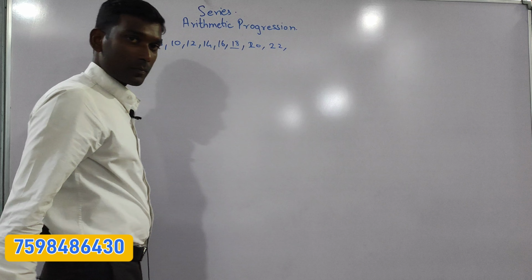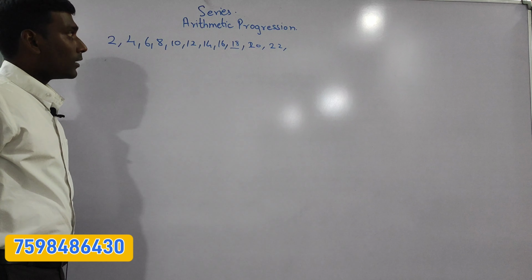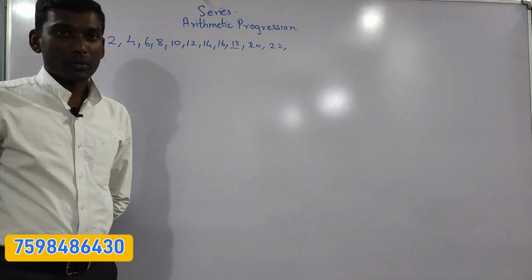Suppose if I write a number 2, 4, 6, 8, 10, 12, 14, 16, immediately in your mind you can say the next number will be 18, next number will be 20, next number will be 22, and so on, right? So this is what is called as arithmetic progression.